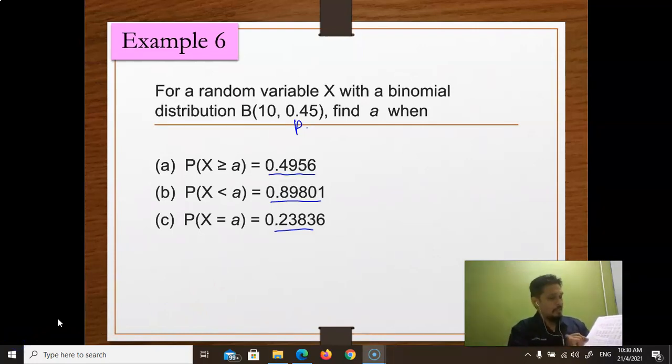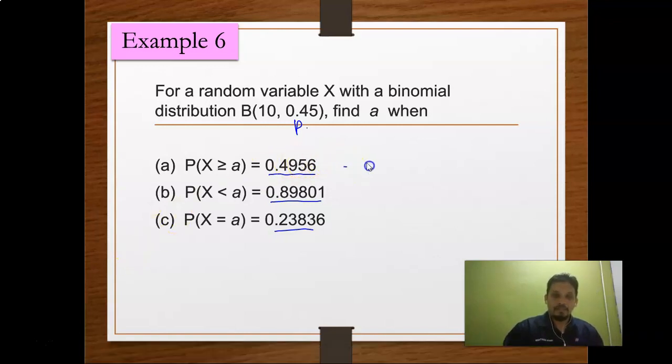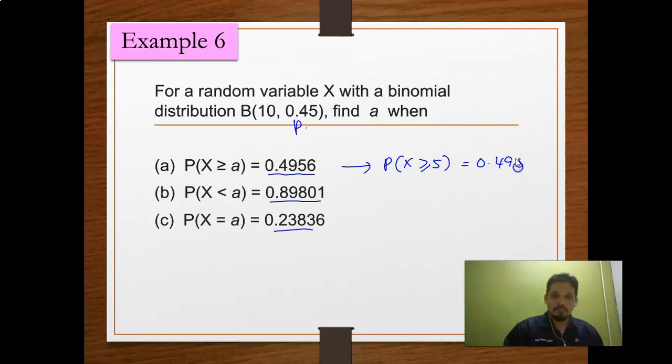Okay, where n equal to 10, p is 0.45. So we are going to refer to this line and 0.4956. Then r equal to 5. For this one here, the probability of x greater than or equal to 5 is equal to 0.4956. So then the value of a here is equal to 5.